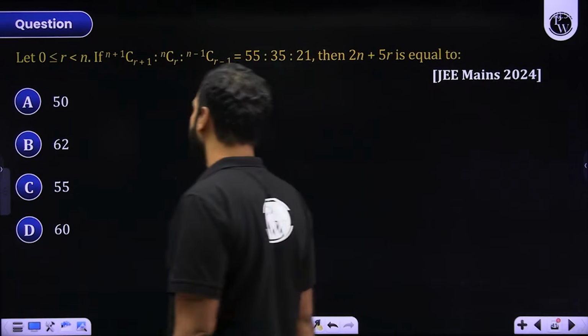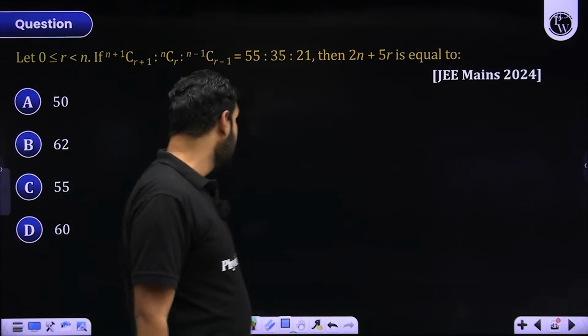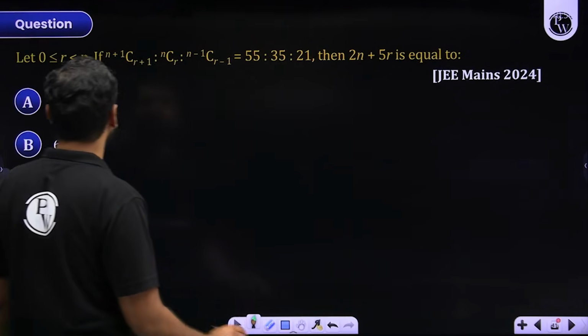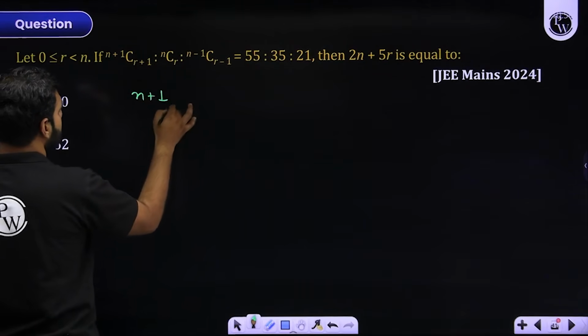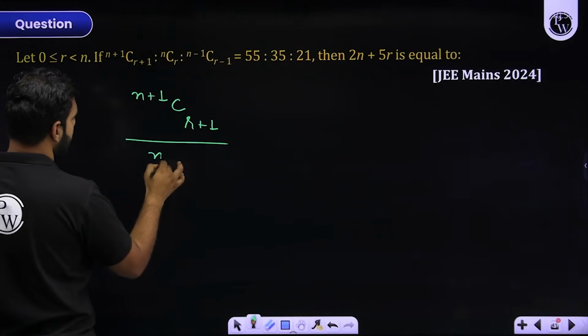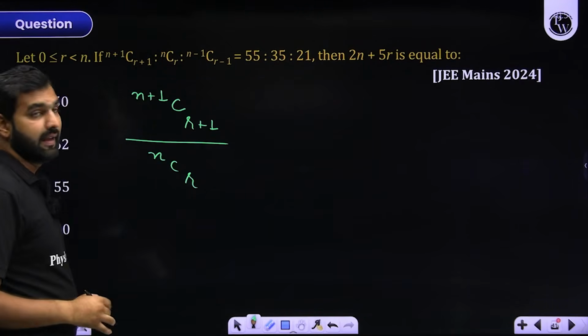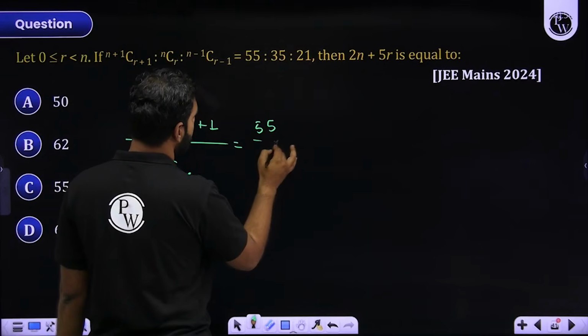So how do I do it? Of course, R is given to be less than N. That is the requirement. Now, how do I deal with this question? Let me write this part first. The first part says N plus 1 C R plus 1 whole divided by NCR, and it is given as 55 is to 35.